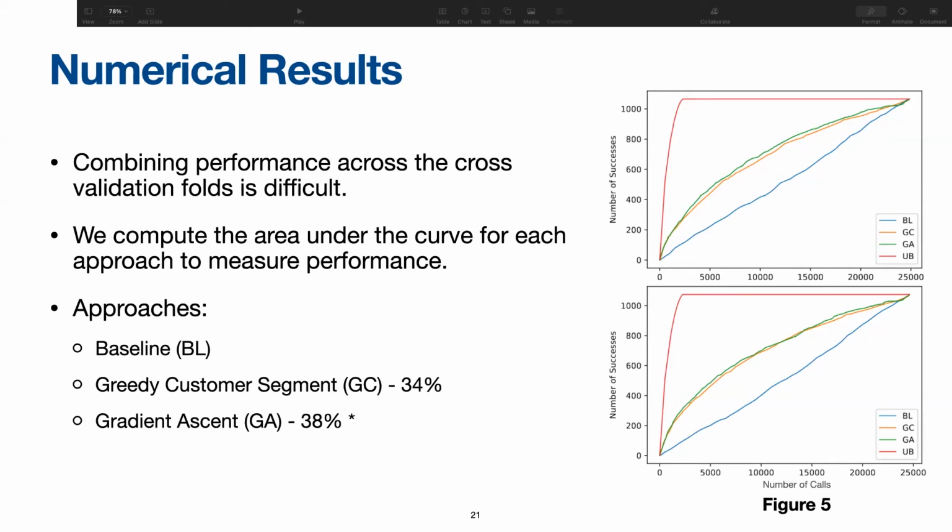And lastly, we have the gradient ascent approach. This takes the optimization a bit further, and you'll notice that this has the best performance. What we did is that within each customer segment now, we optimized how many calls should be made to certain customers. Within that, we got an additional improvement of 4%, and our improvement over the baseline again was in total 38%.